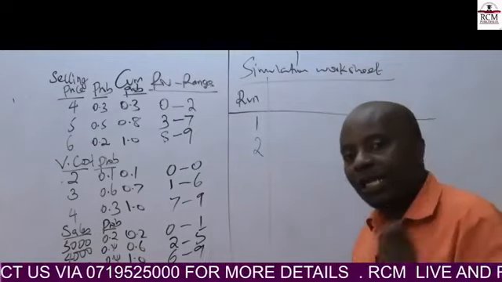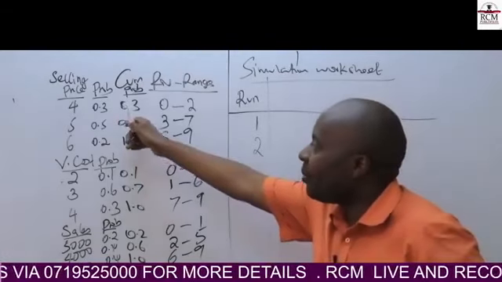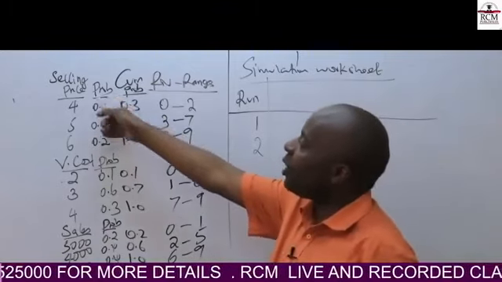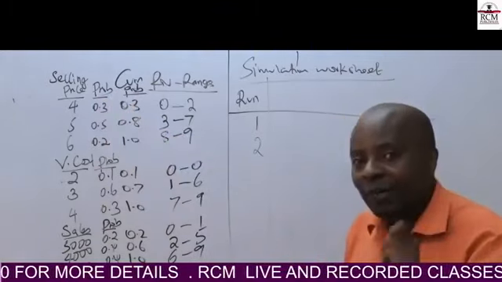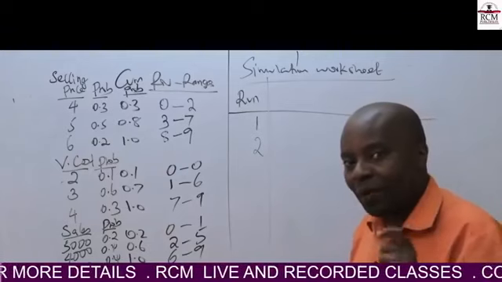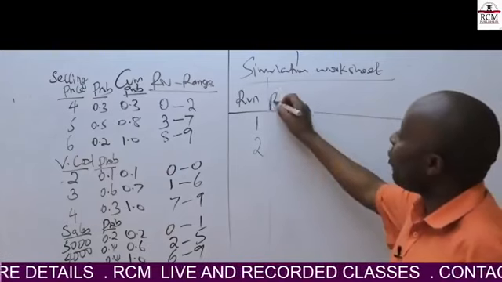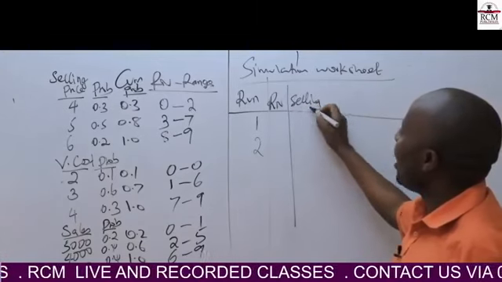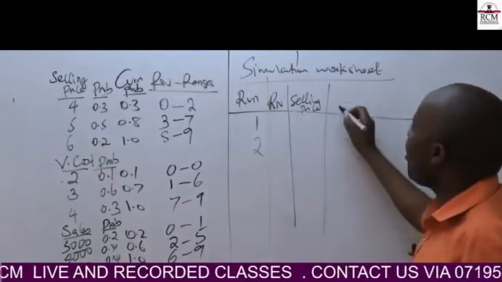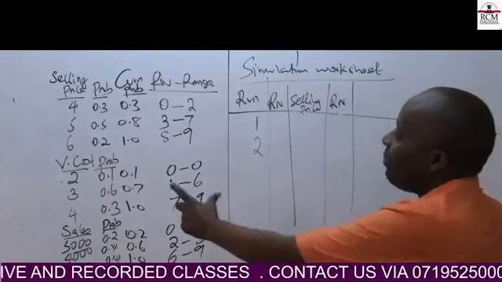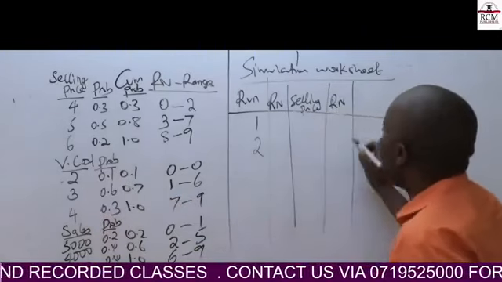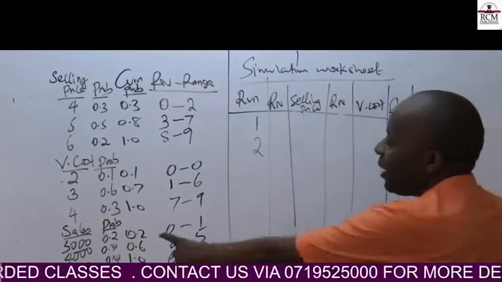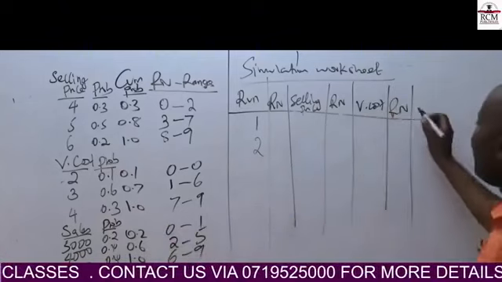And then for each variable that we have here, for each factor that we have here, we have to estimate each of these factors using a random number. As in, the first random number that I'll pick will help me pick the selling price. The second random number that I pick will help me pick the second factor, which is variable cost. The third number that I pick will help me pick the sales.